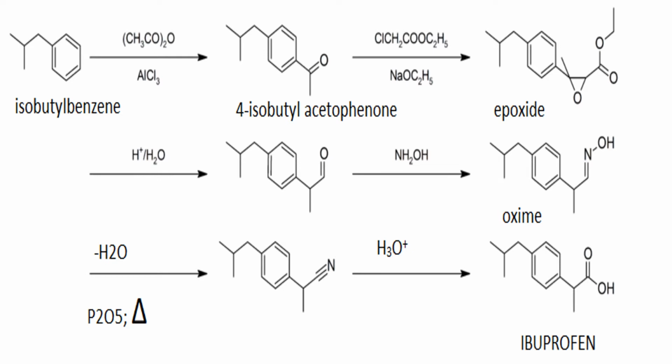Firstly, isobutylbenzene reacts with acetic anhydride in the presence of aluminum chloride. We get 4-isobutylacetophenone. Then the 4-isobutylacetophenone reacts with ethyl chloroacetate in the presence of sodium ethoxide. We get an epoxide, followed by acidic hydrolysis, and reaction with hydroxylamine. We get an oxime. The oxime reacts with phosphorus pentoxide and loses a water molecule. We get a nitrile. Then, followed by acidic hydrolysis, we get the final product, ibuprofen. This is the synthetic method of ibuprofen used by Boots Company.